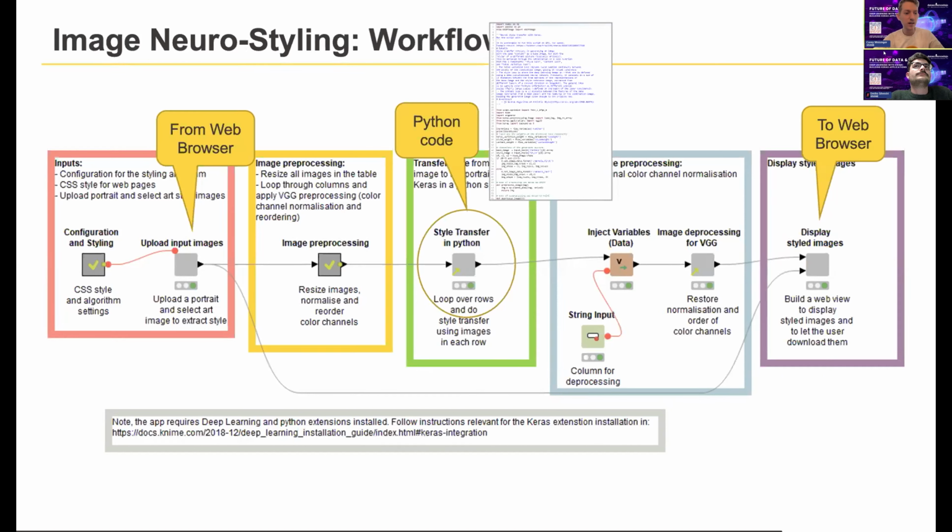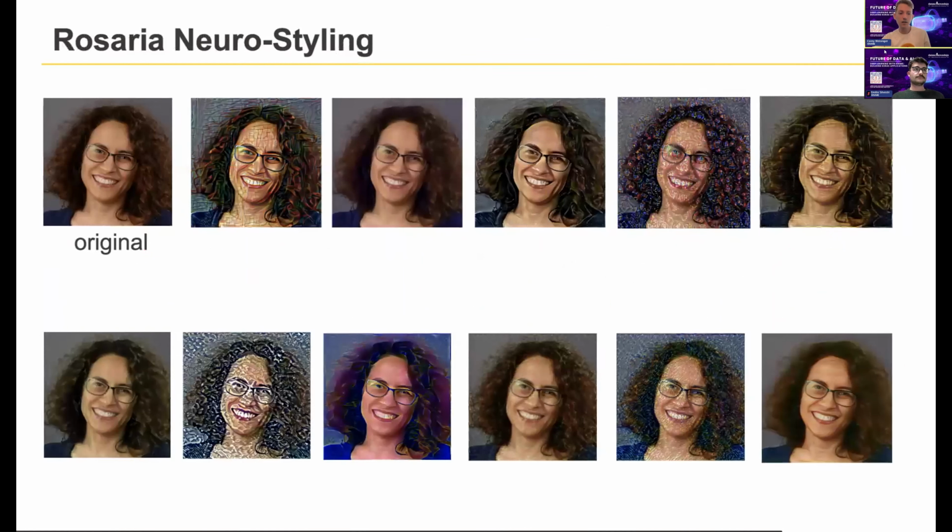This is our neural styling workflow. There is a little bit of Python in this workflow, so please do check that out if that's of interest to you, where we do a little bit of manipulation of the VGG model to steal some info there. And here are the outputs that we're able to produce using those convolution layers in that VGG-like model, where we have Rosaria's original profile picture up here, and then it recreated in these various art styles.